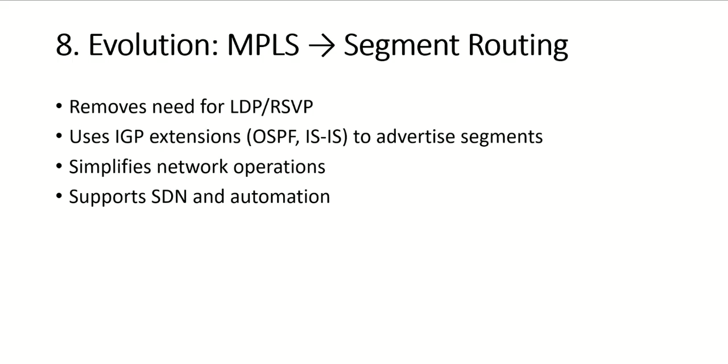OSPF and ISIS is not going to create a label layer 2 header for you. My friend, you still have MPLS. I'm not saying you are removing MPLS. Segment routing in IPv4 is possible only if you have MPLS. You have MPLS to give you a label header at 2.5.